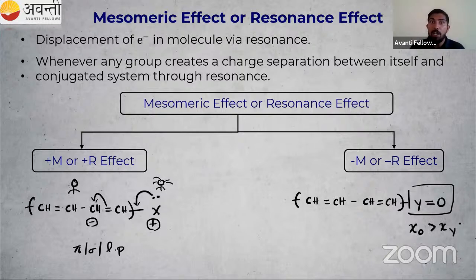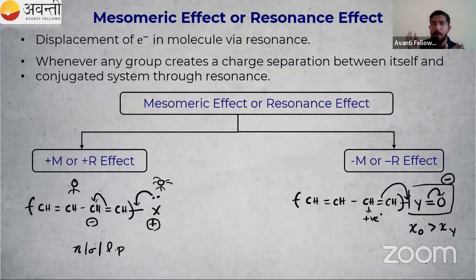Then what will happen? Electronegative means he is a villain, so he will take the money from this bond. It is taking money, so a negative charge will be formed on this oxygen. Then this pi bond will jump to this position. The pi bond goes from this carbon, so it will get a positive charge. So positive, negative charge separation is developed. In this direction, electrons are moving due to resonance. This is known as the mesomeric effect.